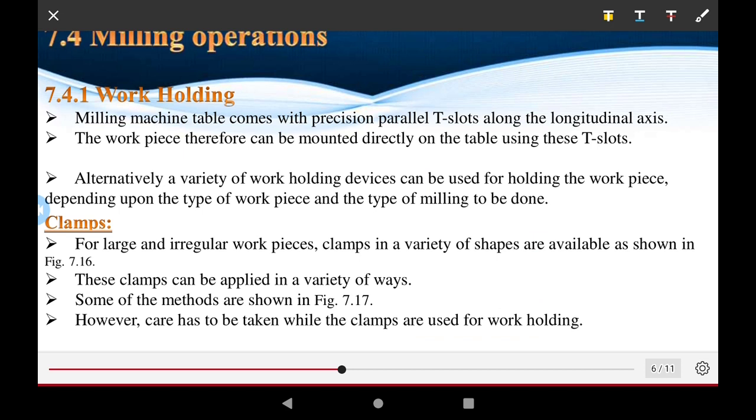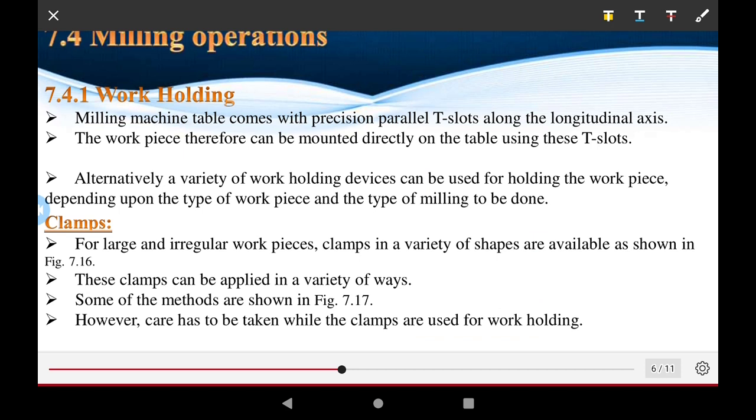Clamps are available in a variety of shapes, as shown in the figure. Some of these devices are used for small workpieces.